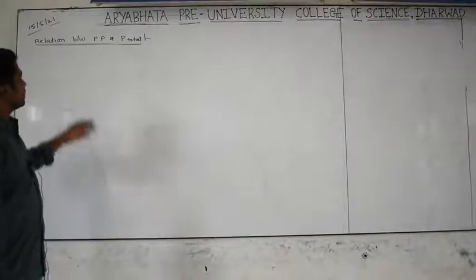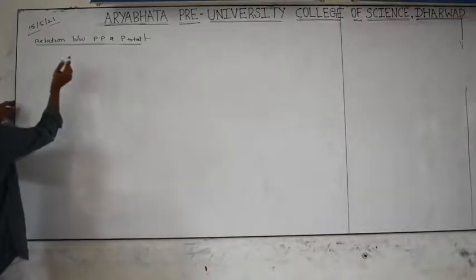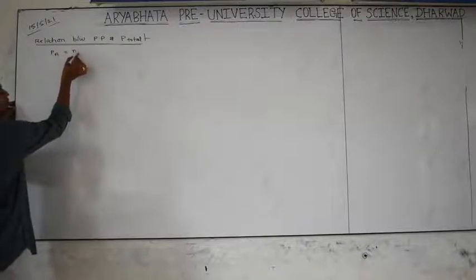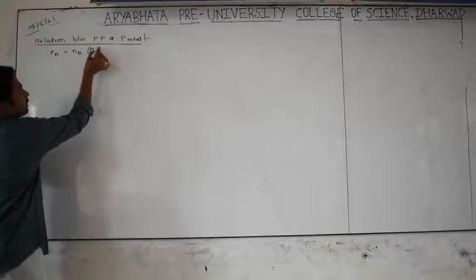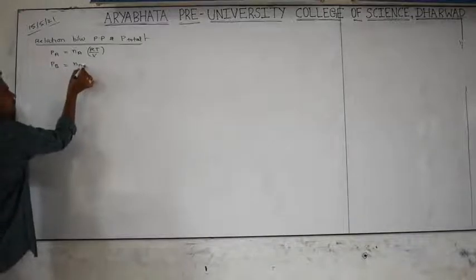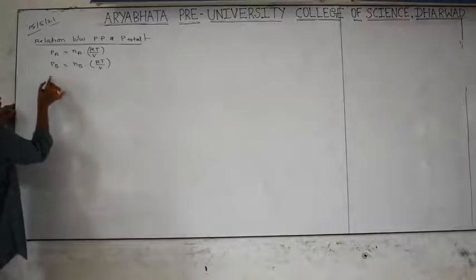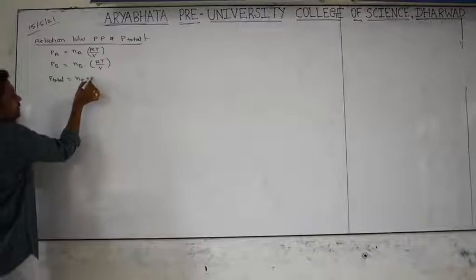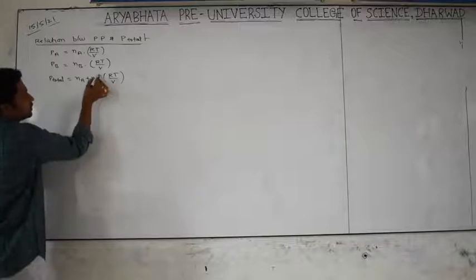We are discussing the relation between partial pressure and total pressure. Previously we derived that the partial pressure of A gas is equal to the number of moles of A gas into RT by V. Likewise, the partial pressure of B gas is equal to the number of moles of B gas into RT by V. Then the total pressure we also derived in the previous class: (NA plus NB) into RT by V. Yes or no? Yes.